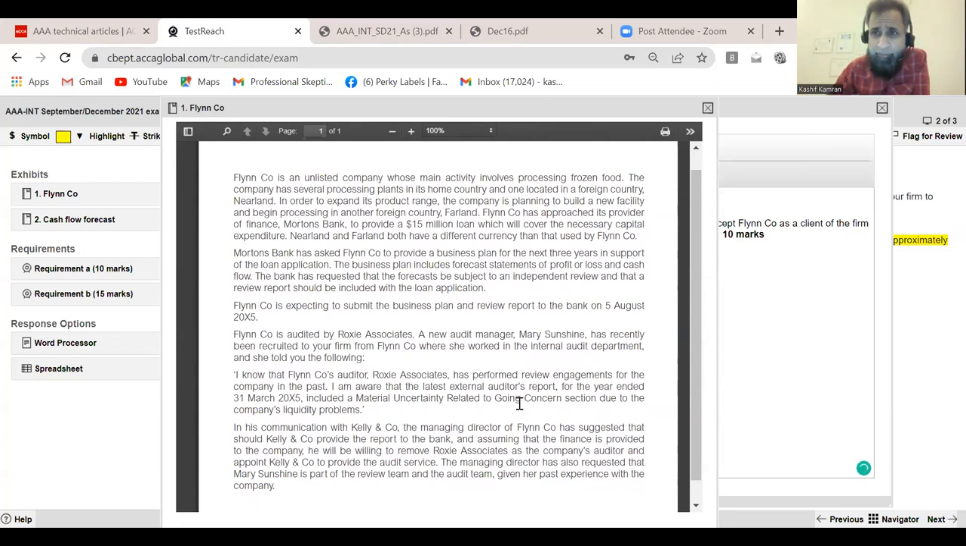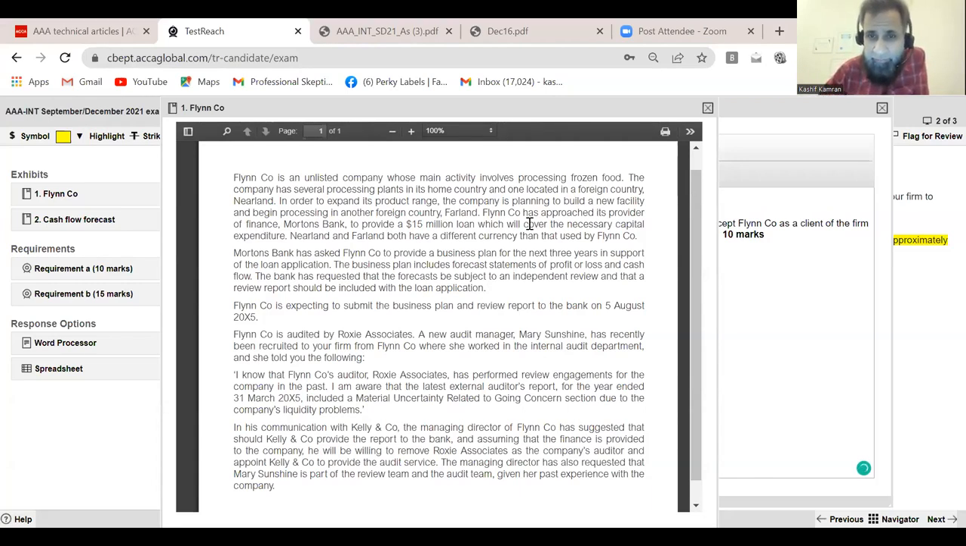Okay, I'm reading. If I get any point, I will copy paste that in my word processor. Flynn is an unlisted company whose main activity involves processing frozen food. The company has several processing plants in the home country and one located in the foreign country, near land. In order to expand its product range, the company is planning to build a new facility and begin processing in another foreign country, far land. So they want to diversify to far land because they want to expand their operation.